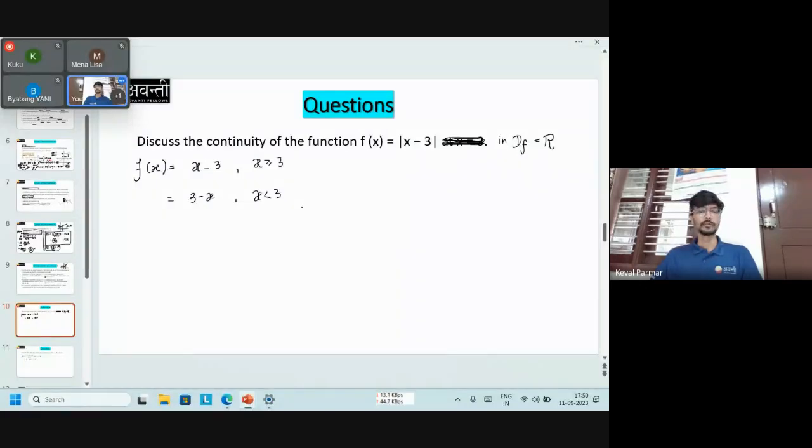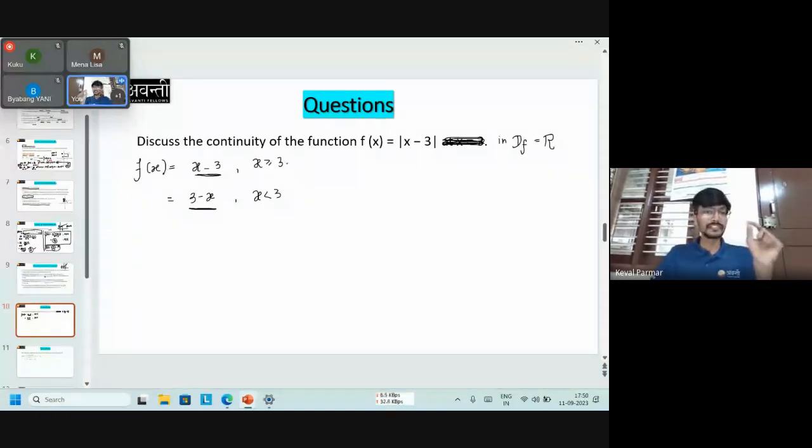Okay. So now for x less than 3, this function is a polynomial function. So we directly say by standard function, this is a polynomial function, which means it is always continuous. For x greater than 3, this is again a polynomial function, a linear polynomial, a straight line. So it is also continuous for x greater than or equal to 3.